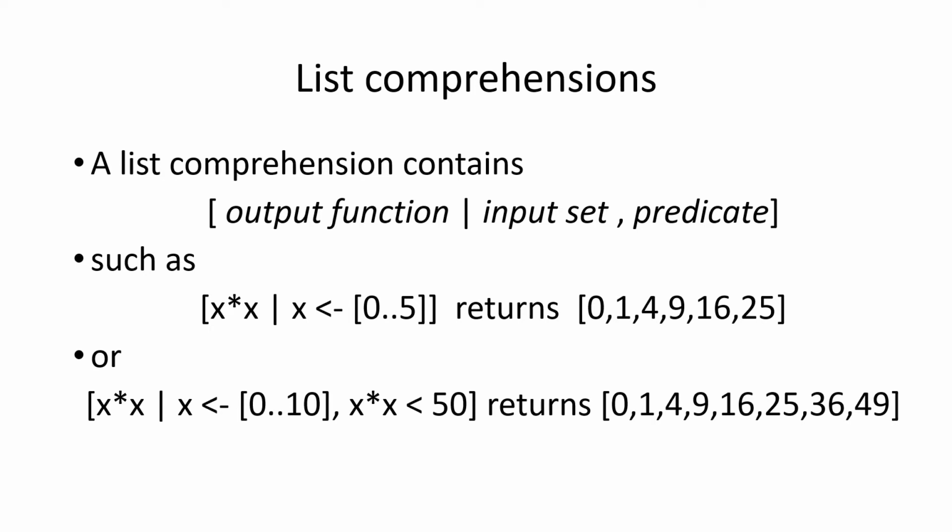Ultimately, at the bottom, we've added a predicate such that x squared is less than 50, and we're taking the input values from 0 to 10. And so you can see the values like 6 and 7 are included, but 8 squared is not there, nor is 9.